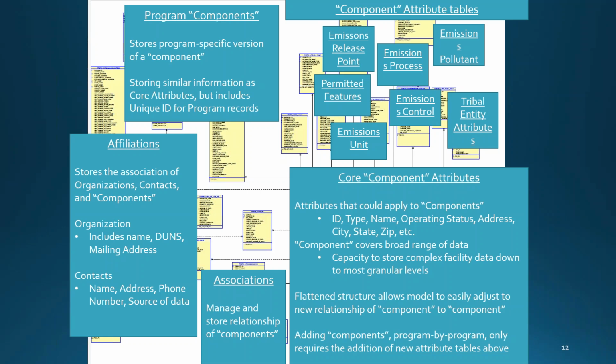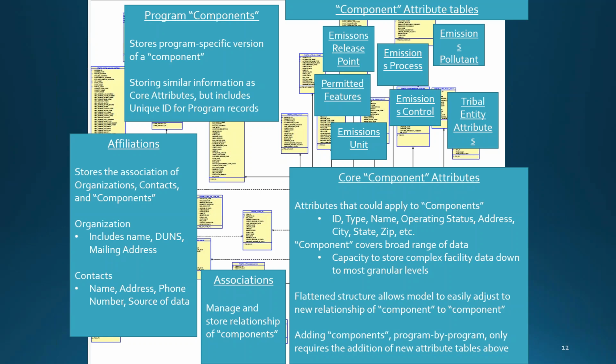And where the variance occurs is where you find the component attribute tables up above. So you see some of the AIR-specific component attributes, such as release point information or emission unit information. And this is where we have essentially carved out some space so that other program offices or other states who have other attributes that they want to describe more granularly than the core component table, we simply add those attribute tables and then store a key relationship between the two tables, the way that they're described in more detail.